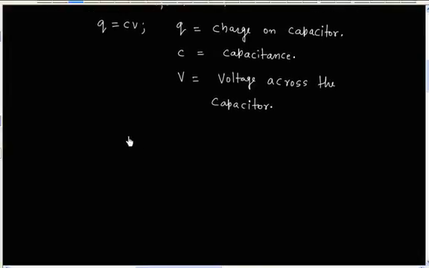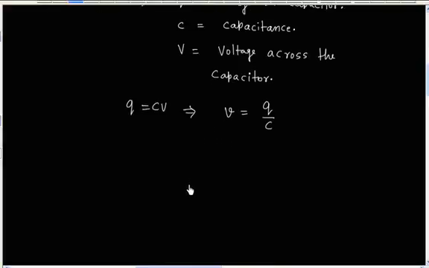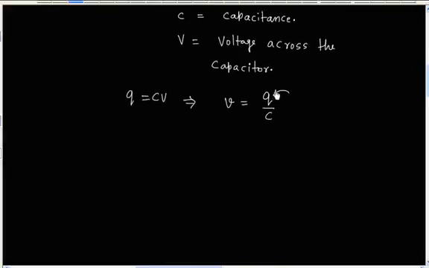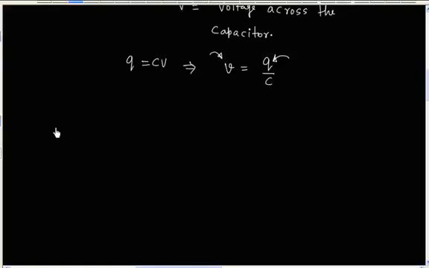So we can write the same formula, V equals Q by C. That is, if I can calculate charge as a function of time, we can calculate potential difference as a function of time. So our task is to calculate charge as a function of time.